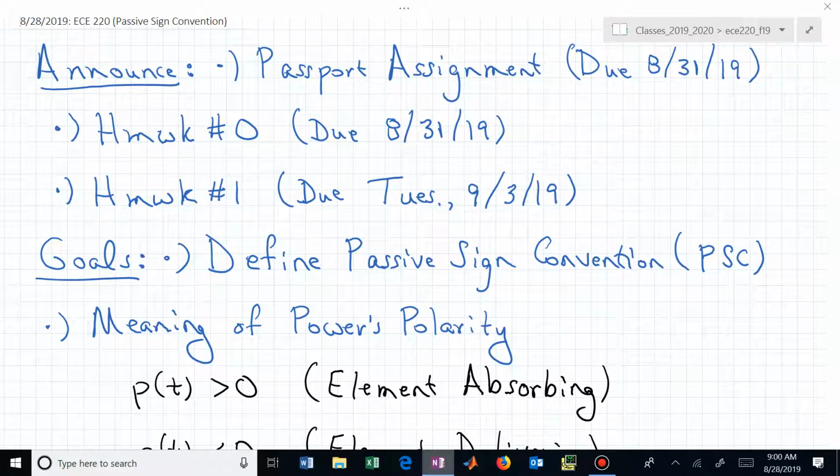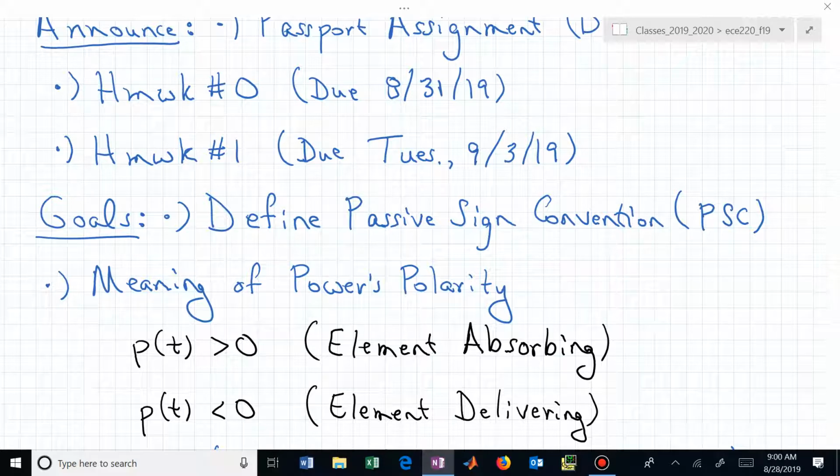Announcements. Passport assignment is due on, what day is that? Saturday, the 31st of August, the last day of August, as is homework assignment number 0. Homework number 0 is experimental in the sense that you're trying to get familiar with Mastering. It won't count towards your grade, so you can play with that as you like.